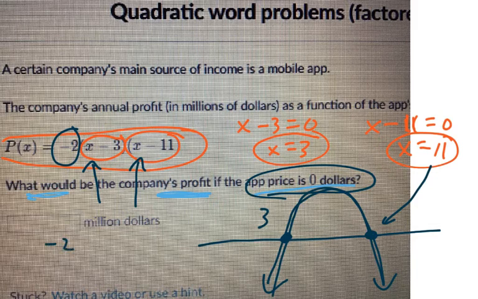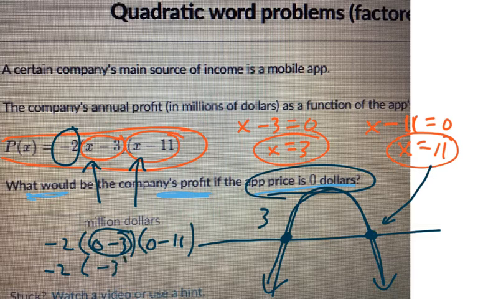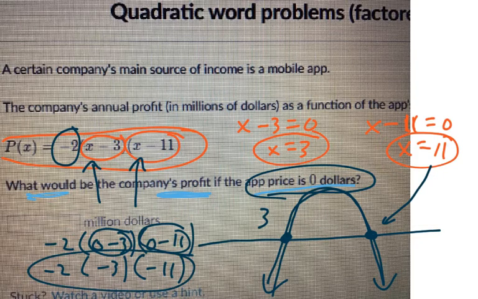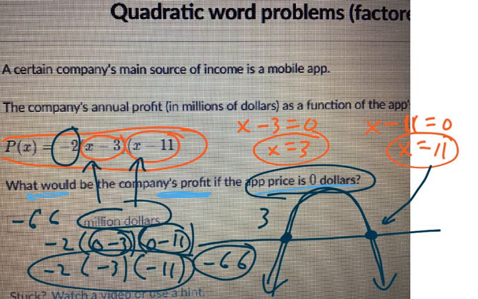I have negative 2 times 0 minus 3. They're telling me the app price is 0. Let's see what we get. Negative 2 times 0 minus 3 is negative 3, times 0 minus 11 is negative 11. If I multiply that all together, guys, I get negative 66. Now, this is in millions of dollars, as you can see right here. So, guys, I'm going to type in negative 66.